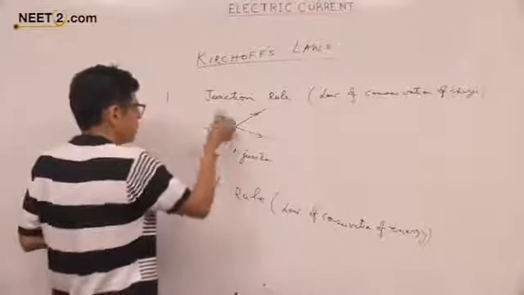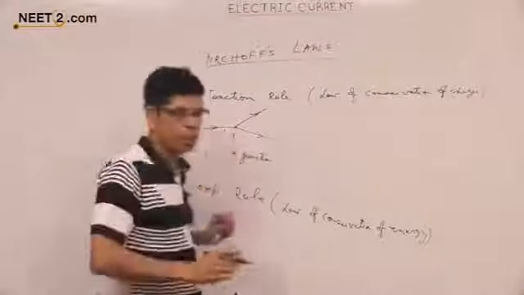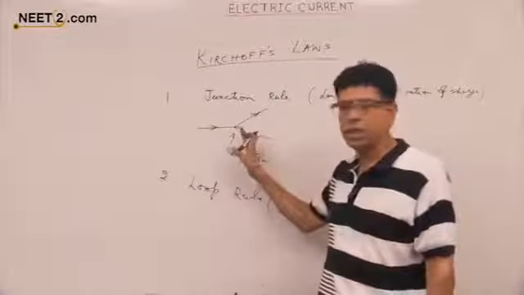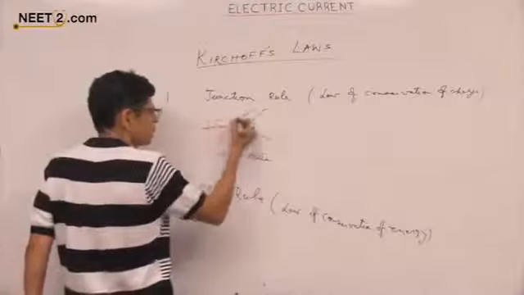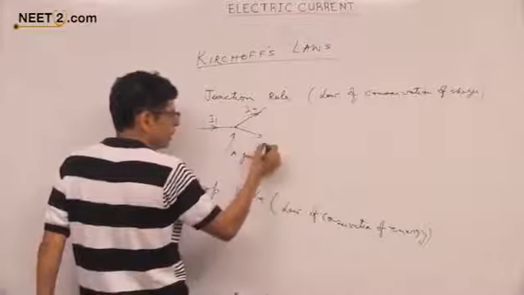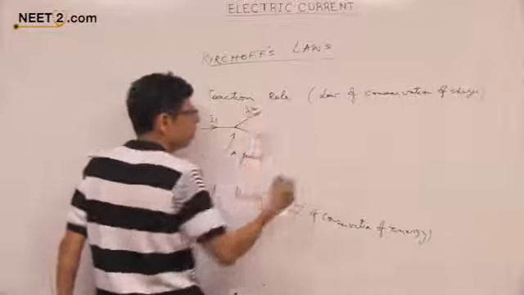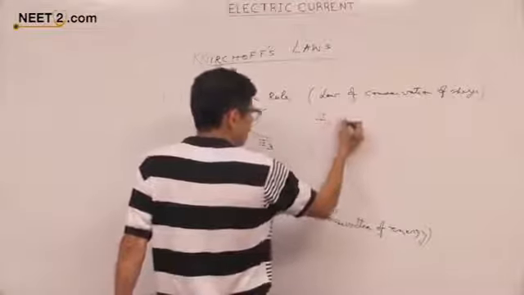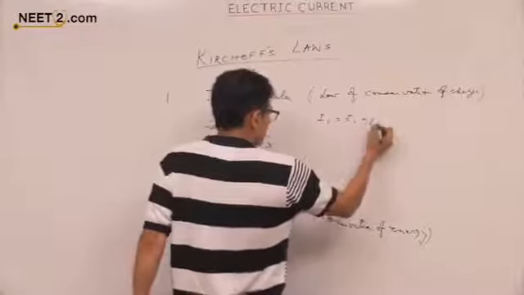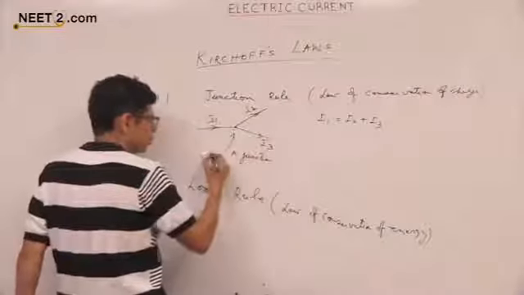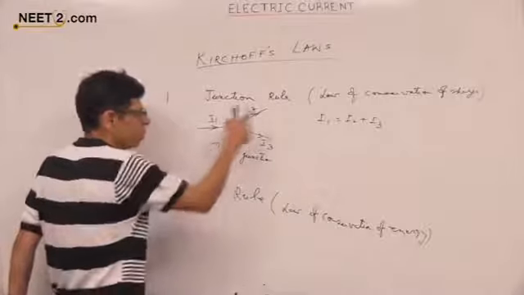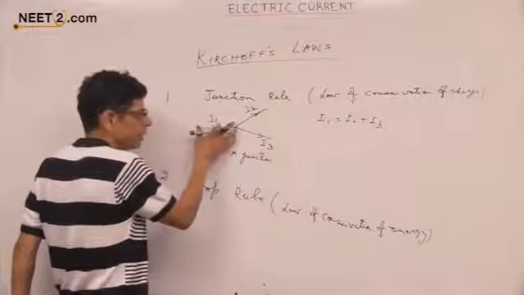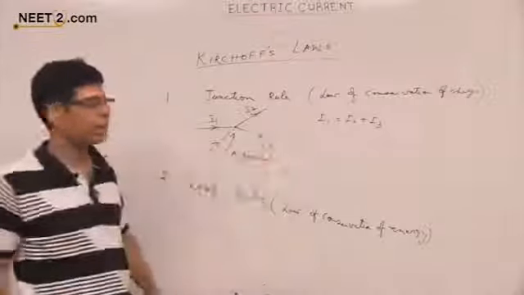The law says the sum of the currents coming in at the junction is equal to the sum of the currents leaving the junction. So if this is I1, this is I2, this is I3, then as per the junction rule, we have I1 is equal to I2 plus I3. There could be more branches, then this plus this would be equal to that plus that. Sum of the currents entering the junction is equal to sum of the currents leaving the junction.